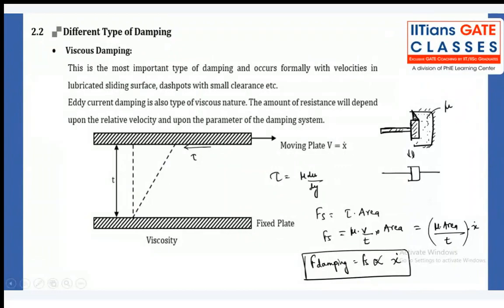All of you have noted down. Viscous damping means fluid damping, fluid friction. This is the most important type of damping and occurs normally with velocities in lubricated sliding surfaces, dashpots with small clearances. There it occurs, viscous damping.